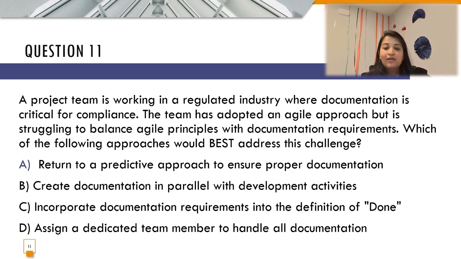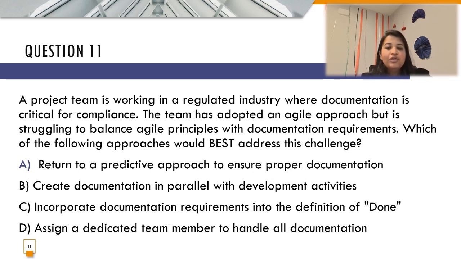Now here they are facing difficulty doing this task. So let us go option by option to see which is best aligned to address this challenge. Option A says return to a predictive approach. That means we are supposed to stop this agile project and return to a traditional workflow, definitely negating the benefit of the agile process. So not the correct option choice.